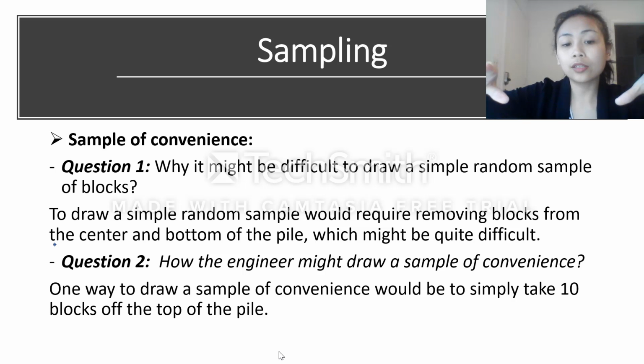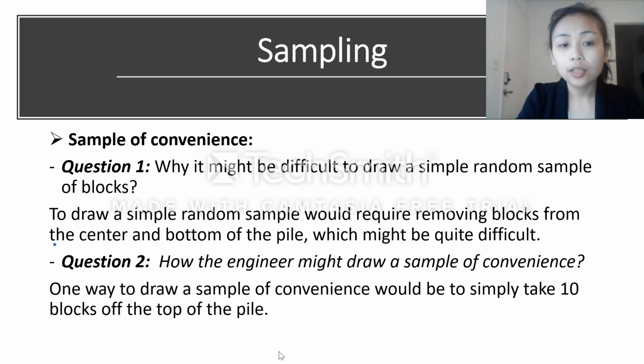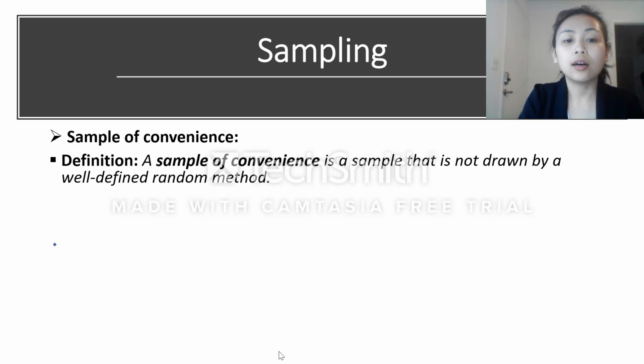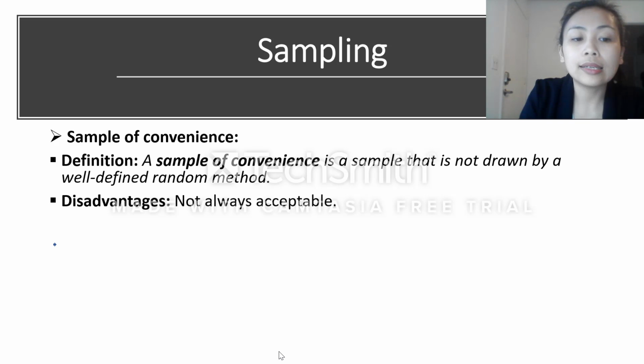So in this case, he collects a sample of convenience. That means he makes it convenient. For convenience, he takes 10 blocks on the top of the pile. That is an example of a sample of convenience. By definition, a sample of convenience is basically a sample that is not drawn by a well-defined random method. And the disadvantage here is that it is not always acceptable.